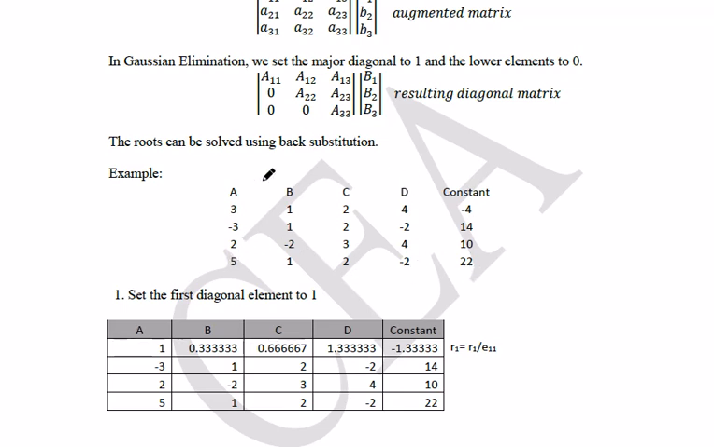Actually, what we have done here is we placed the unknowns' coefficients in table form, and we took the constants as a matrix. So this one will be our first matrix, this one will be our constants matrix, and this one will be our augmented matrix. So this is our augmented matrix.